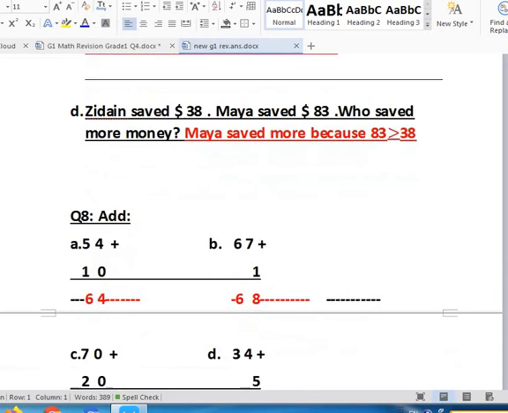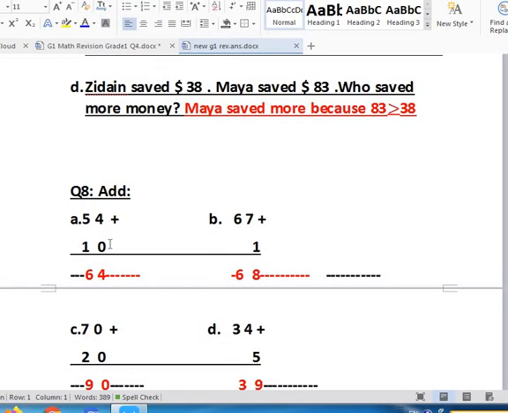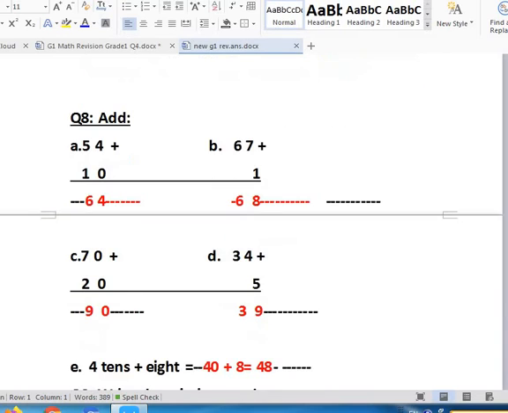Here when I add 54 plus 10, I add first the ones. 4 plus 0, 4. 5 plus 1, I keep the bigger number in my mind, and then I count after 5, 6. 64.